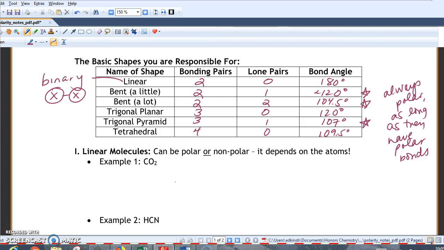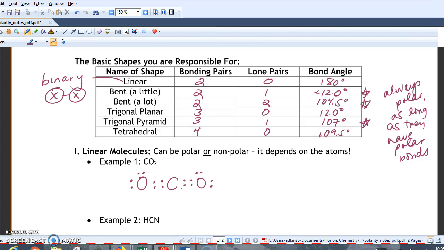And so this first one, we've drawn CO2 out several times. And so we know we have a double bond on either side. And then the oxygen has the two lone pairs. So because carbon has no lone pairs to itself, that's why we say it's 2 bonds and no lone pairs. So this would be linear.